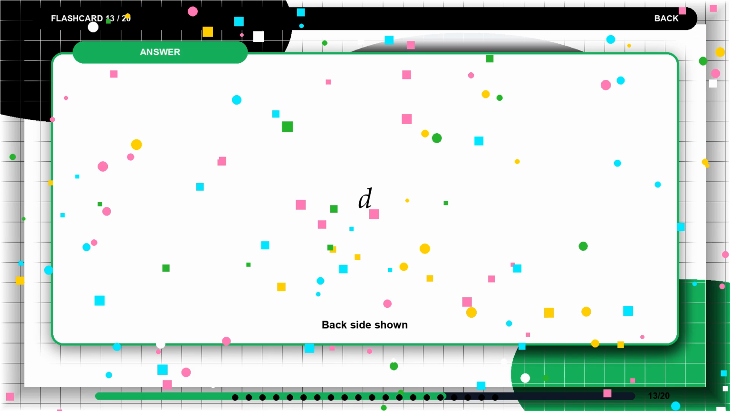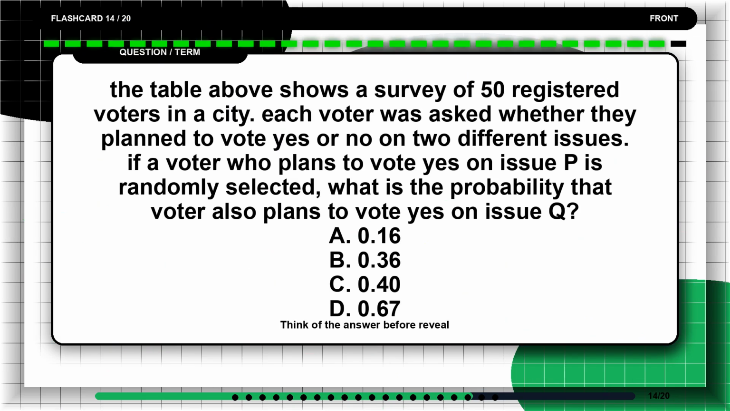The answer is D. Flashcard 14. The table above shows a survey of 50 registered voters in a city. Each voter was asked whether they plan to vote yes or no on two different issues. If a voter who plans to vote yes on issue P is randomly selected, what is the probability that the voter also plans to vote yes on issue Q? A) 0.16, B) 0.36, C) 0.4, D) 0.67. Pause and think of the answer before the reveal.